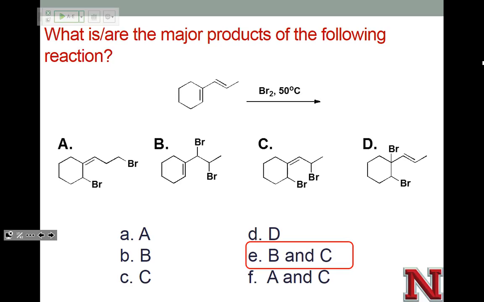A is not a possible product, by the way, because this is showing one of the bromines adding to carbon 1. Carbon 1 does not have a double bond. That's an sp3 carbon. There's no functionality at that carbon. So A cannot be the answer. Just keep that in mind.